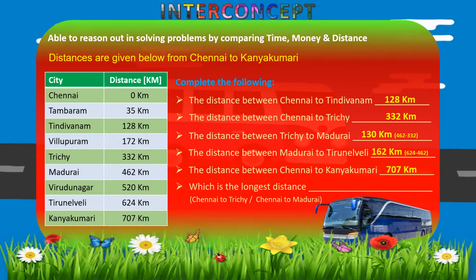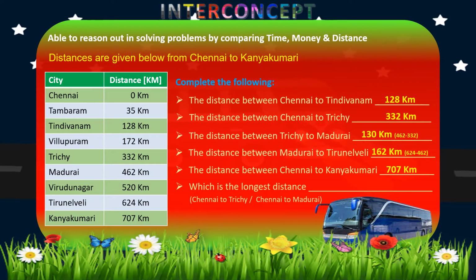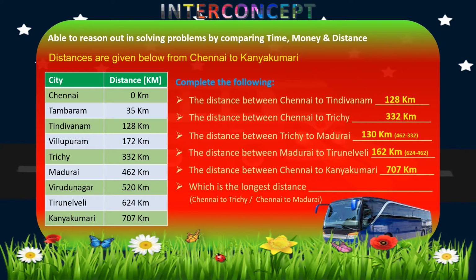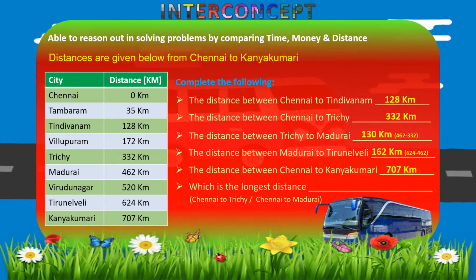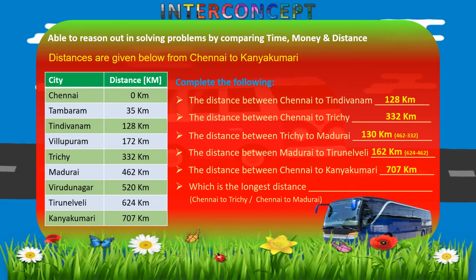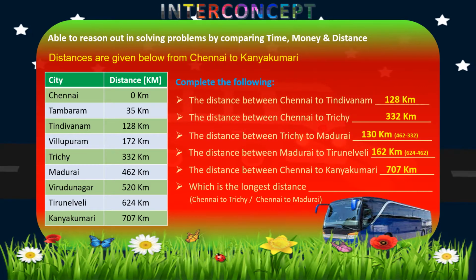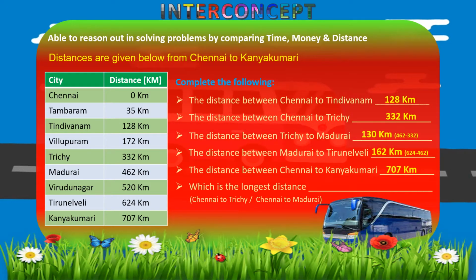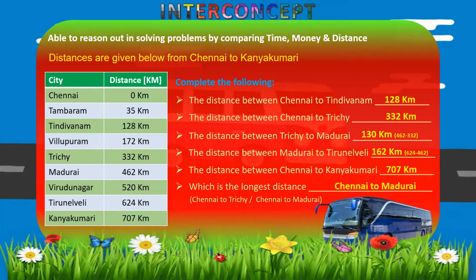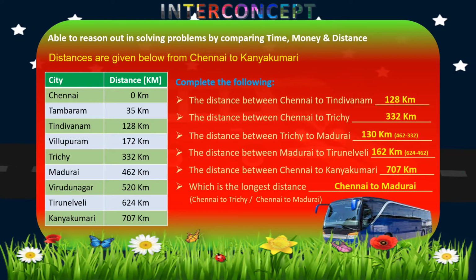And the last one is, which is the longest distance, Chennai to Trichy or Chennai to Madurai? Here, the distance between Chennai to Trichy is 332 kilometers and the distance between Chennai to Madurai is 462 kilometers. So, the answer is Chennai to Madurai.